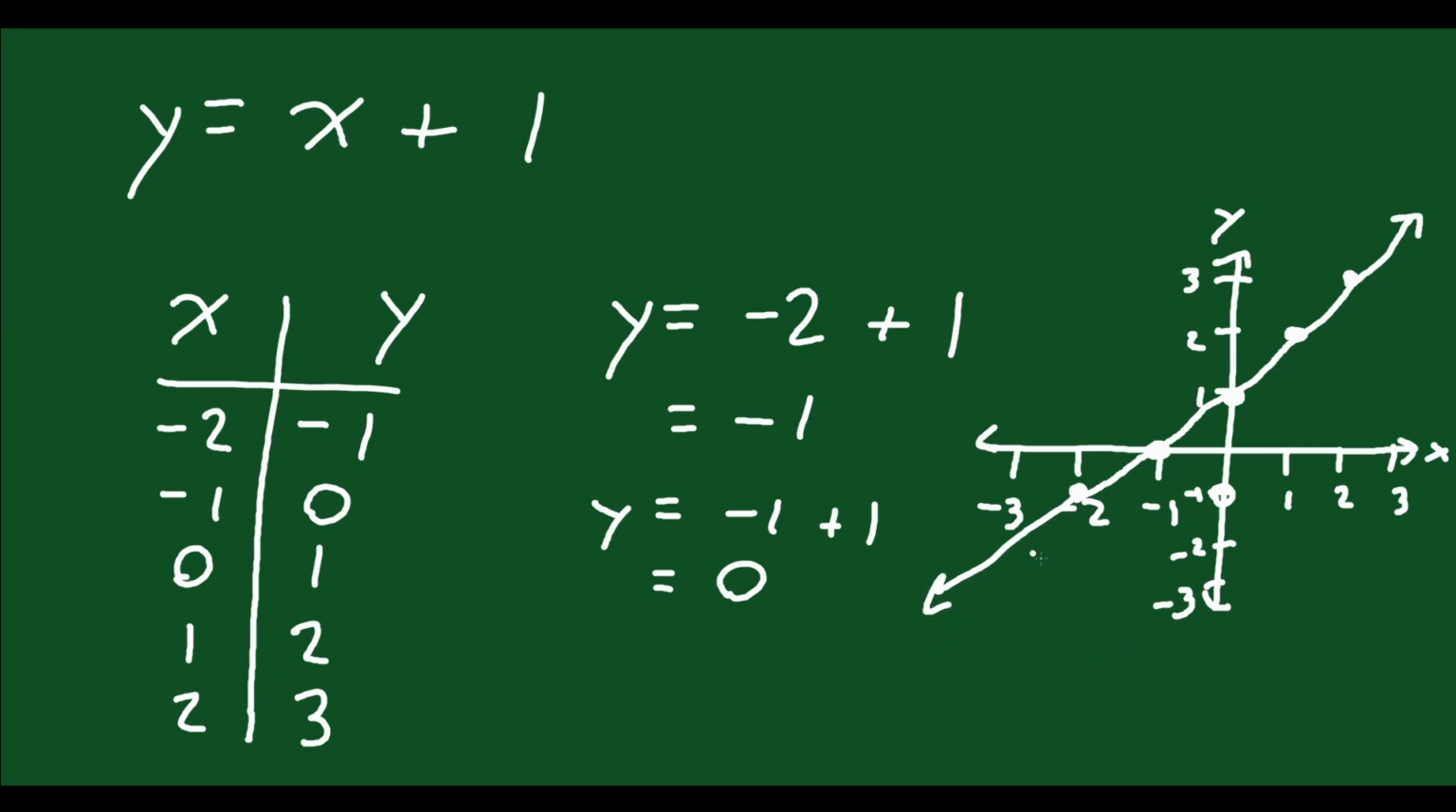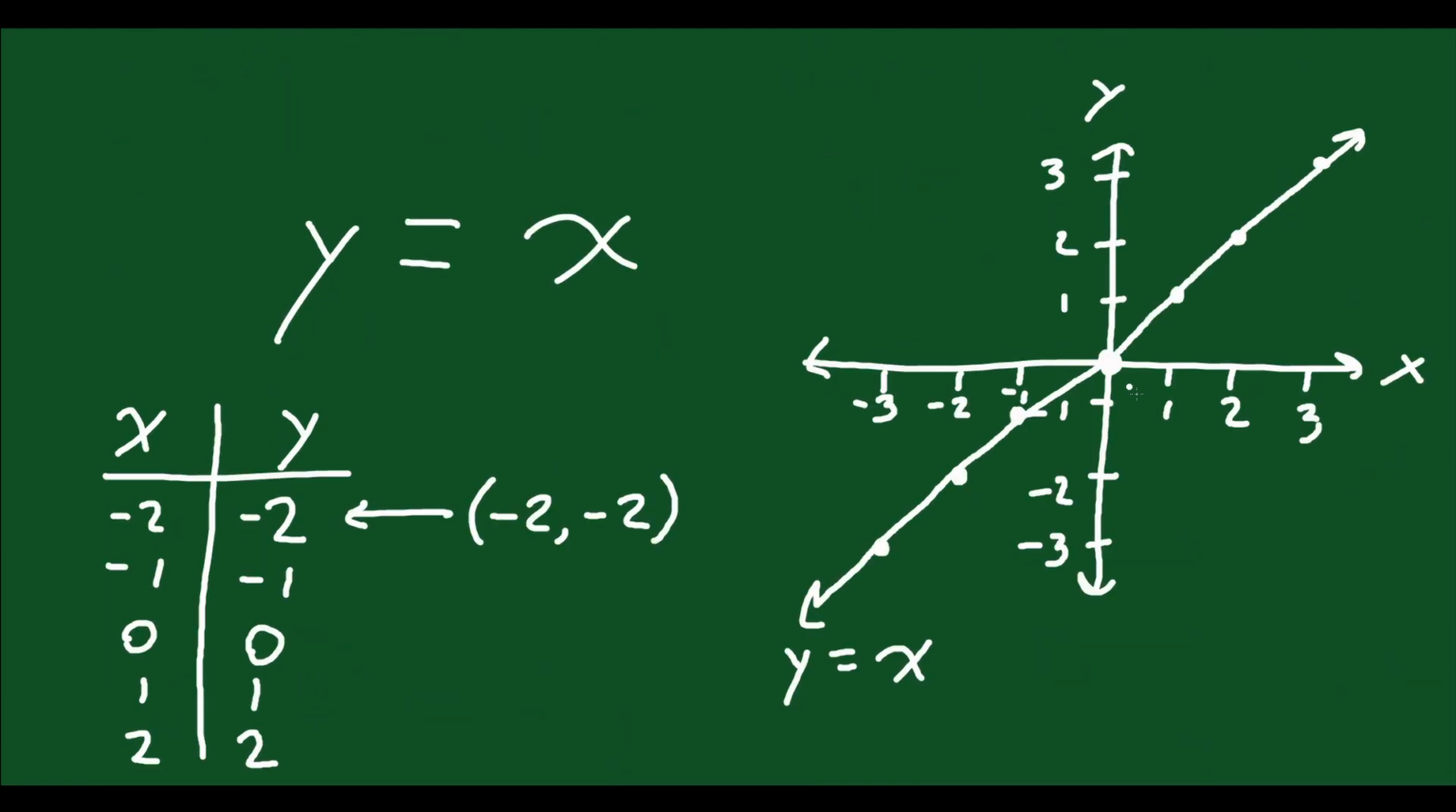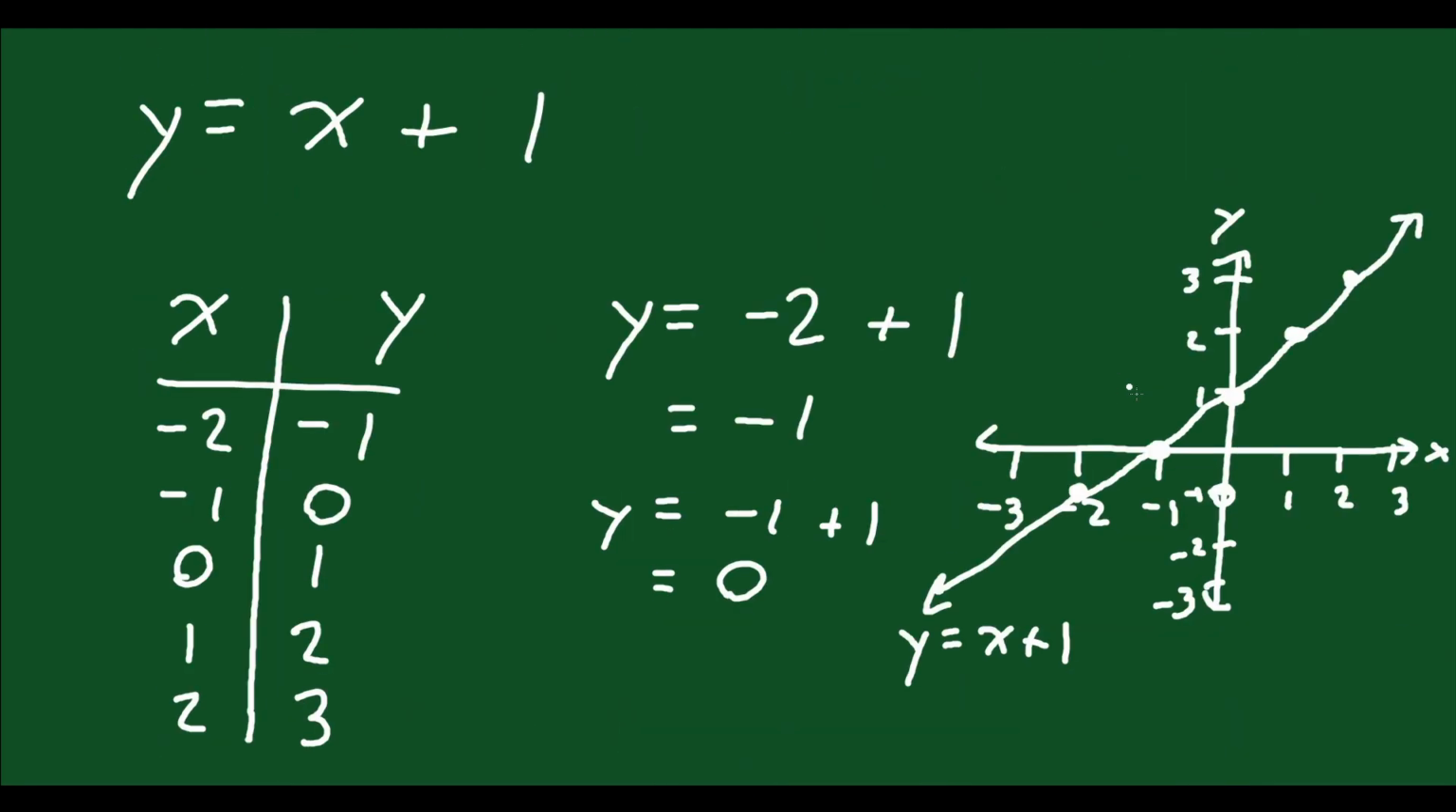And so now this is the graph of y equals x plus 1. That's what the graph of that equation looks like. So what's the difference between this graph and the graph we drew in the last question? Do you notice the difference? It looks like this new graph has been moved up 1 unit, right?